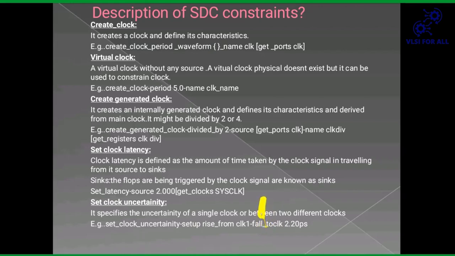It may be divided by 2, divided by 4, divided by 3, it may be a different clock. So everything should be mentioned when you write a command for it. Next, set clock latency. What is clock latency? It is nothing but the amount of time taken by the clock signal to be synced.